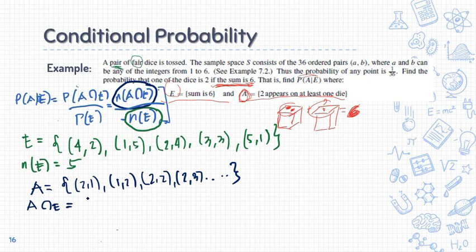Unsa man nga event? No? Unsa nga event wherein ang sum sa duha is 6, tapos ang isa ka die is 2. So, it could be 2, 4, di ba? Ang isa ka die is 2, tapos ang sum is 6. Pwede sad siya 4, 2. Okay. So, I think wala naman yata ilain. More man yung mga situation wherein ang isa ka die is 2, tapos ang total sa duha ka die is 6. Di ba? Wala naman yata ilain.